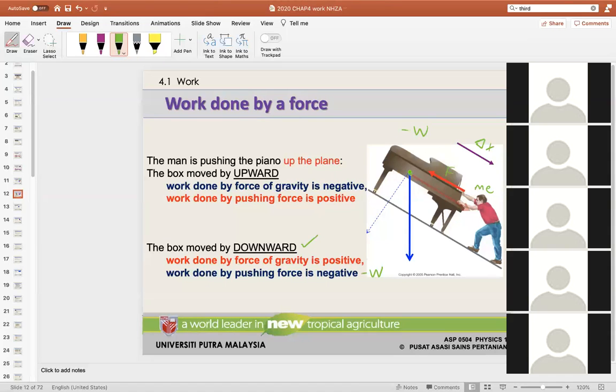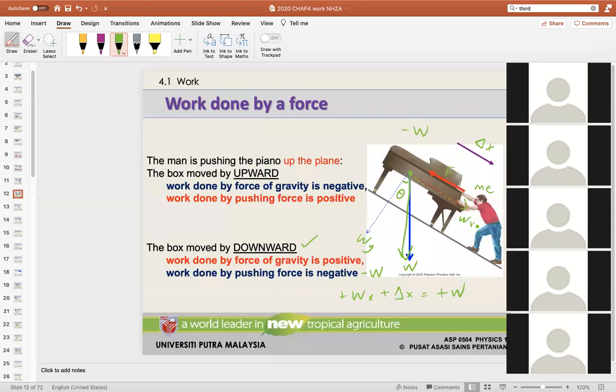So let's see, this is our gravity of the piano. If I were to resolve this, this is Wx and this guy is your Wy. Sorry, reversed. Right, wait. If you were to resolve this, this is the angle. Okay, so this is Wy, this is Wx. So your Wx is in the same direction as your displacement. So Wx positive. Let's say going down is positive, and delta x is also positive, you get positive work done.